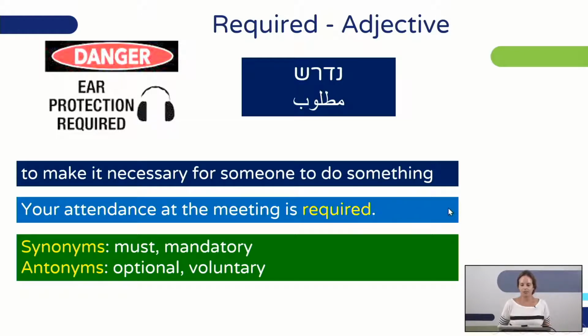Example of a sentence would be, your attendance at the meeting is required. Okay, in other words, you have to be at the meeting. A synonym for required would be must or mandatory. An antonym, or words with opposite meanings, would be optional, voluntary.